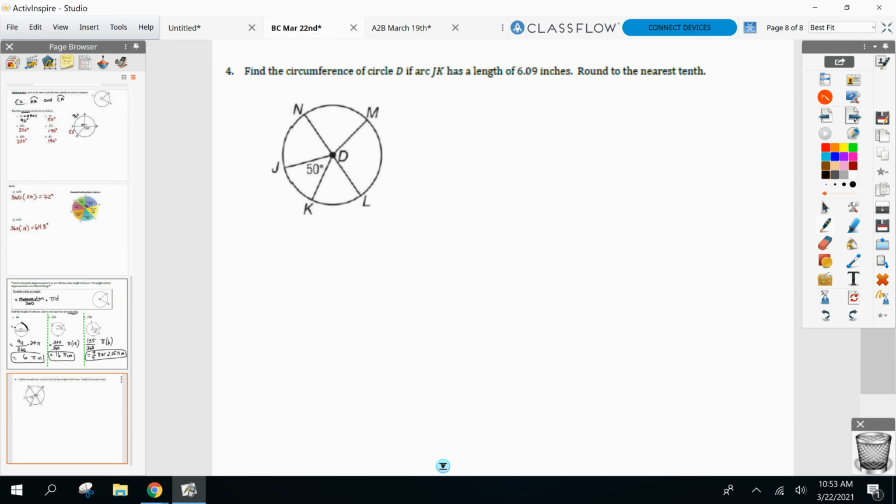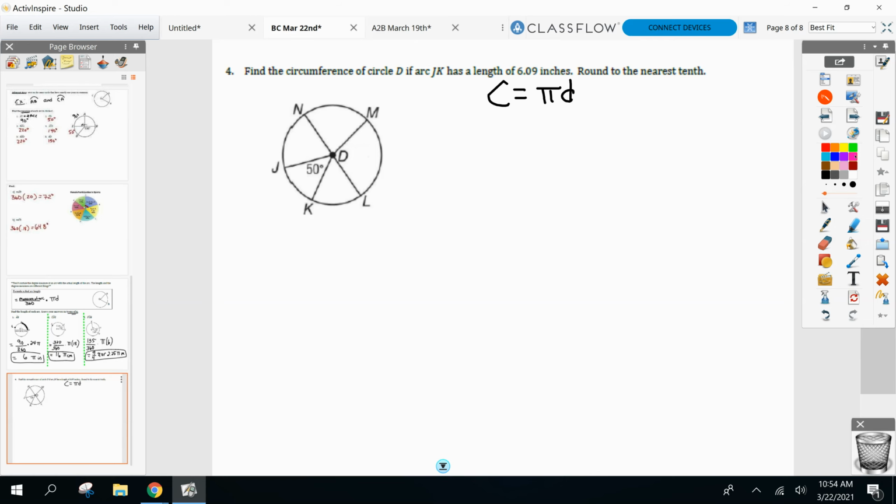Find the circumference. If I know arc JK has a length of 6.09. Round to the nearest tenth. Well, first, circumference. What formula am I going to use? Pi d. All right, so they want me to find that. I know the arc length.